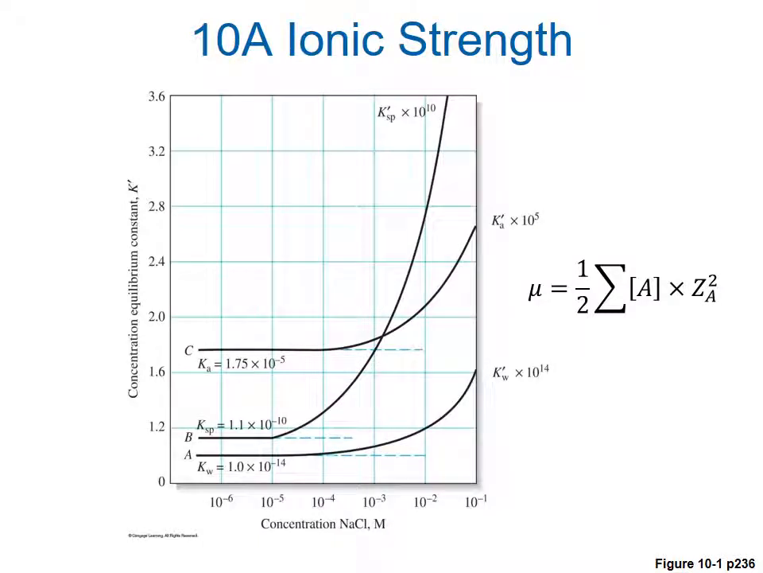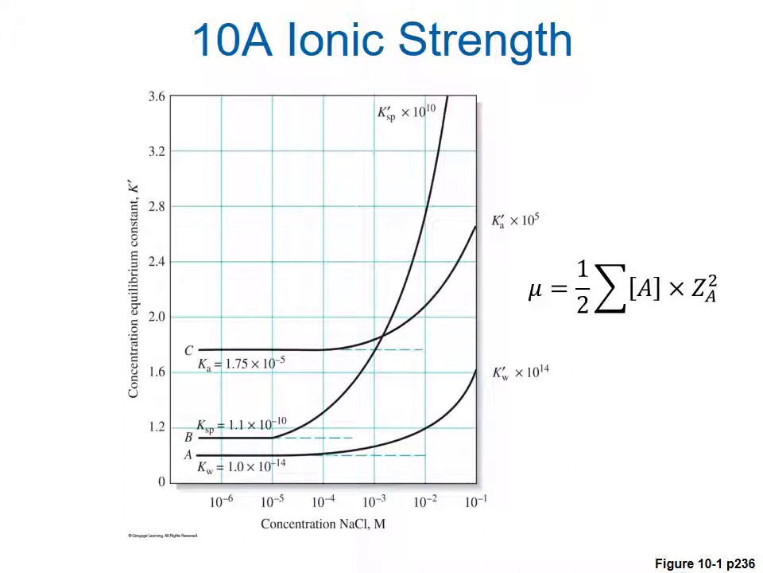If you look at the different solubility products that are listed on the graph shown, we can see that as we increase the concentration of sodium chloride, essentially increasing the polarity of water, we've drastically changed the solubility product for each of our different reactions that are shown. So we need to introduce the concept of ionic strength to help us to identify some of these factors and control for some of these factors.